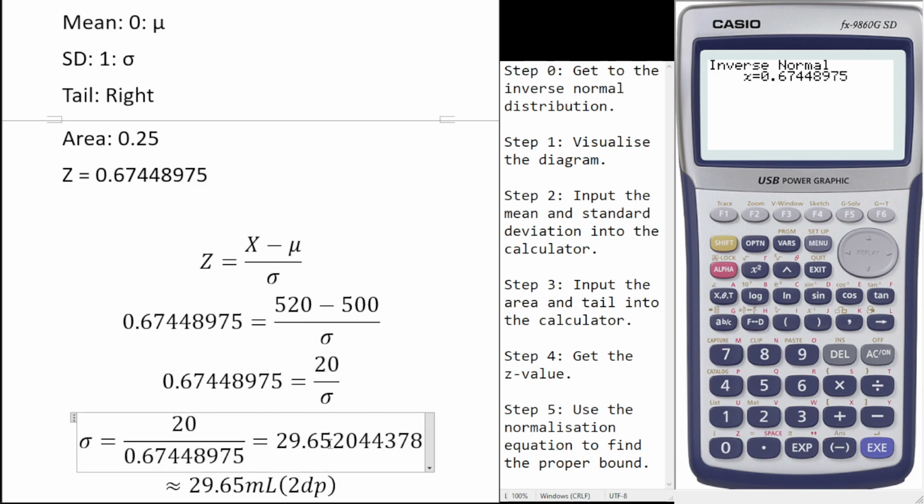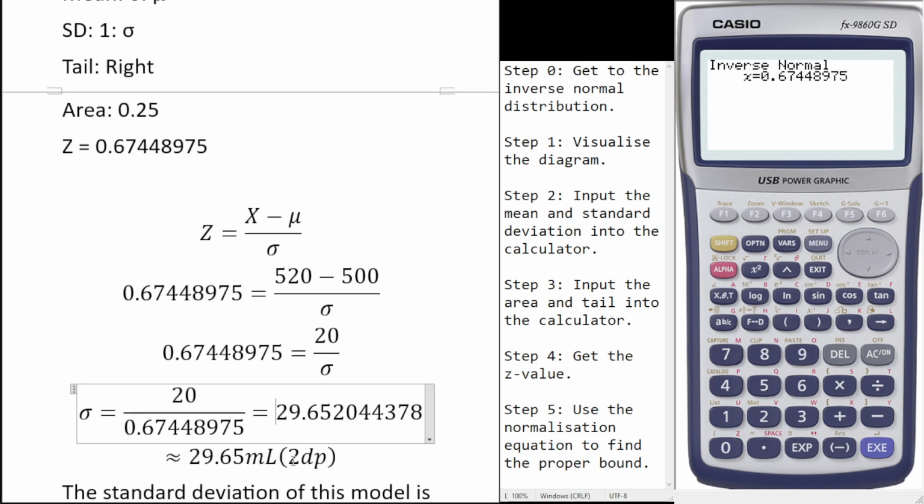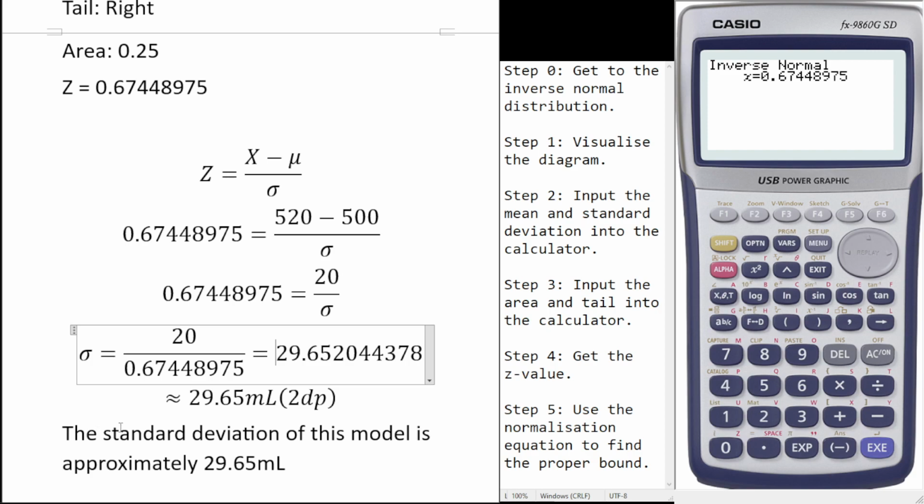We get 29.652044378. That approximates to 29.65 ml to 2 decimal places. And now we have a final answer that the standard deviation of this model is approximately 29.65 ml.